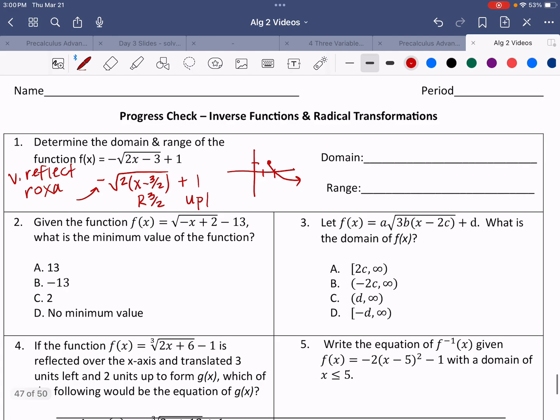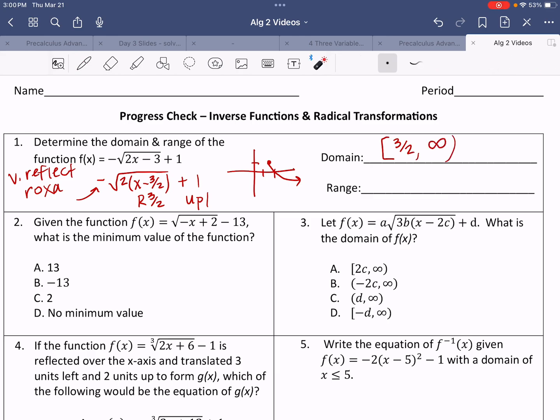So its domain would be, it starts at 1.5. I get to include that. It continues to the right. The range, make sure you're listing them from least to greatest, would be -infinity up to 1. If you'd rather use inequalities, that's fine. It didn't specify. So you could have said x is greater than or equal to 3/2. y is less than or equal to 1. Either of those are fine.